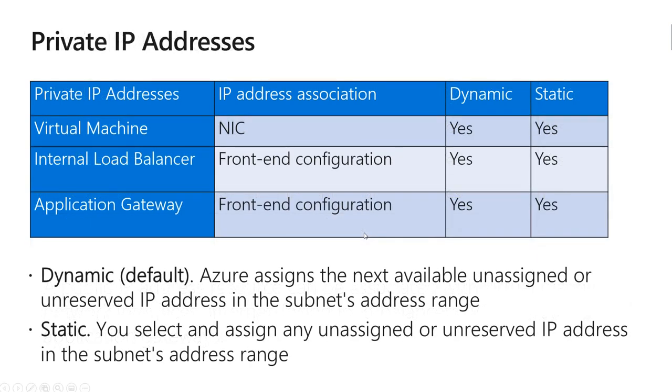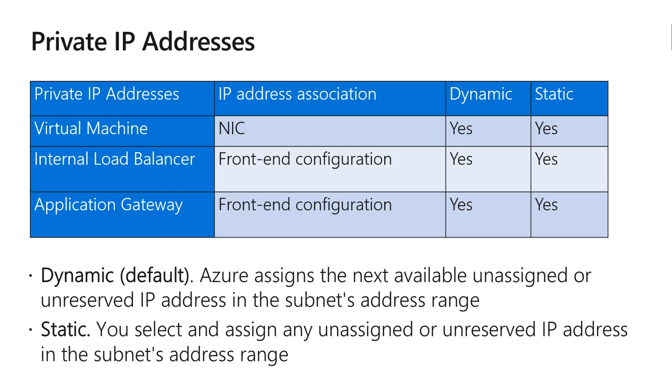Okay, private IP. Same as the public IP address, a private IP address resource can be associated with virtual machines and all that we just talked about, and you can assign them manually. So private IP is allocated from the address range of the virtual network subnet when the resource is deployed.